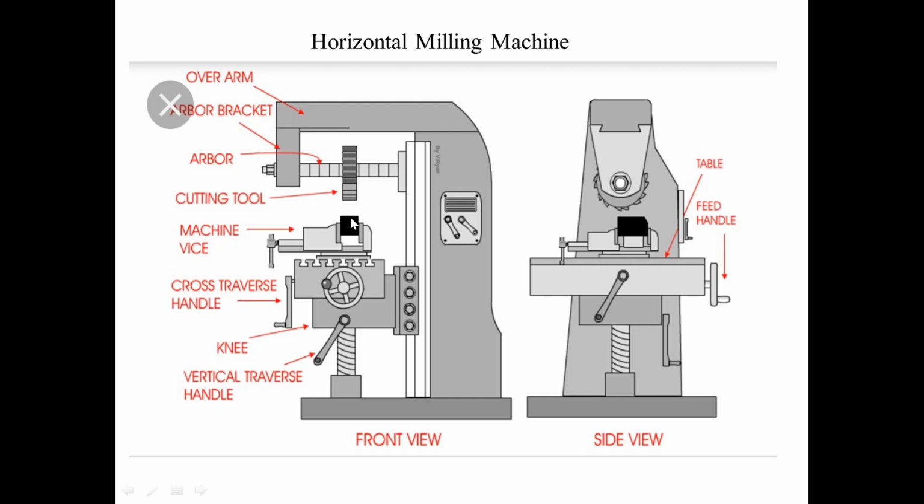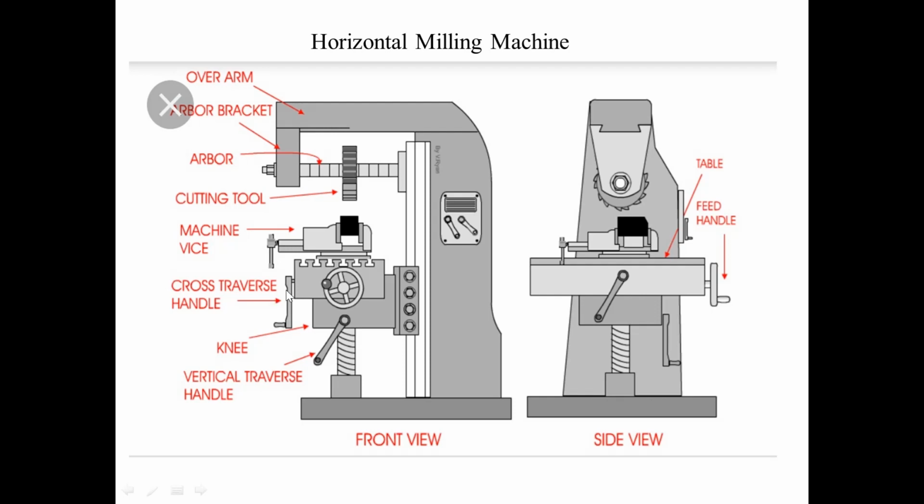So this is a machine vise, and again we are going to hold the workpiece rigidly in this machine vise, so that the two jaws are firmly holding the workpiece material, and it is going to bring them near the cutter.